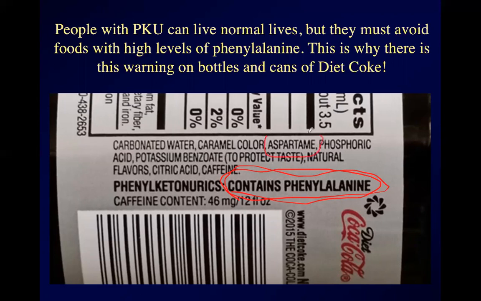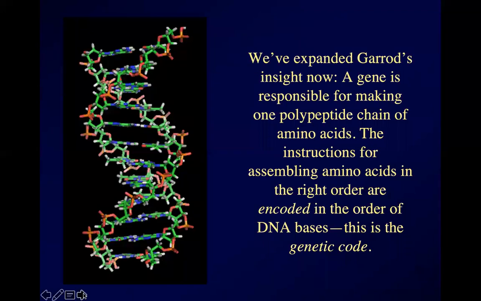There's aspartame right there. That's the NutraSweet. That's the sweetener in there. And if you drink lots of Diet Coke, phenylalanine builds up. You can't get rid of it, and it will start damaging your nervous system. So that's why there is that warning label there. Something to check for next time you're in the supermarket.